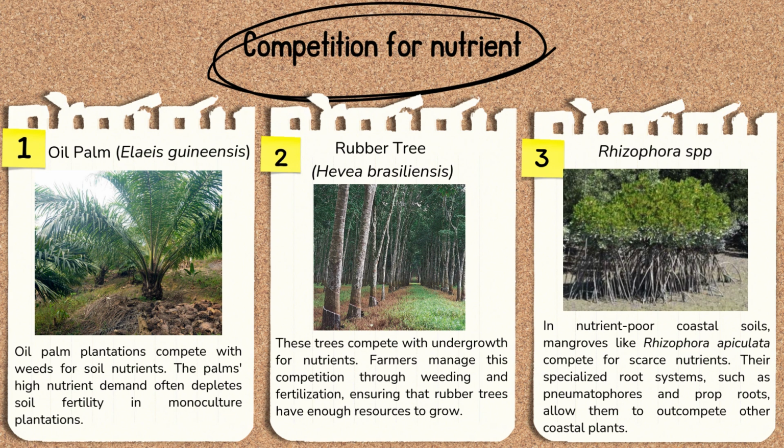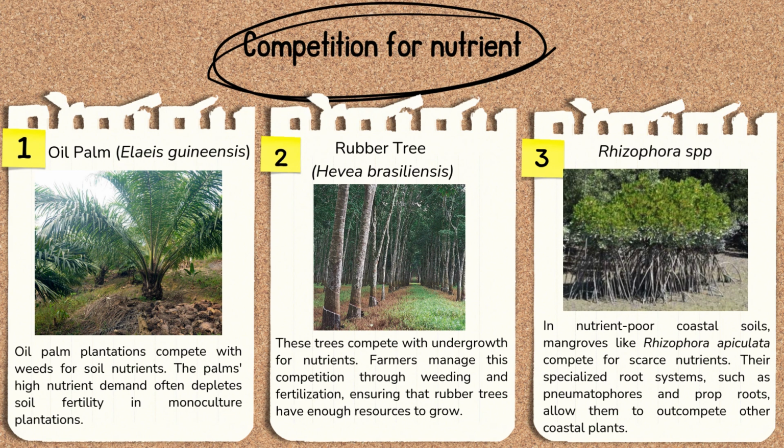Other than that, plants also compete for nutrients. The first one is oil palm. Widely cultivated in Malaysia, oil palm plantations compete with weeds for soil nutrients. The palm's high nutrient demand often depletes soil fertility in monoculture plantations.